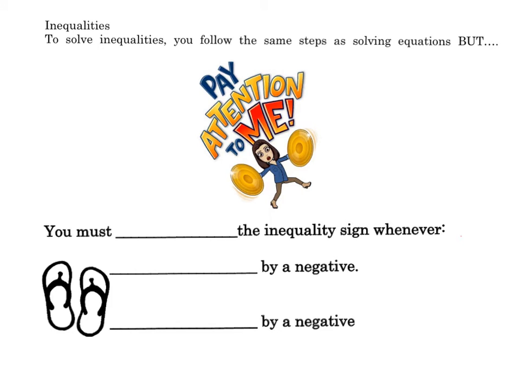Now we are moving on to inequalities. So I'm hoping you are all paying really close attention. You can see Mrs. Gillum is screaming on your screen. It must be really important. So to solve inequalities, you're going to follow the same steps as solving equations, but you must flip the inequality sign whenever you are multiplying by a negative or dividing by a negative. Notice I put the little flip-flops to hopefully remind you that if it flips signs, like from a positive to a negative, it's going to flop the inequality sign.